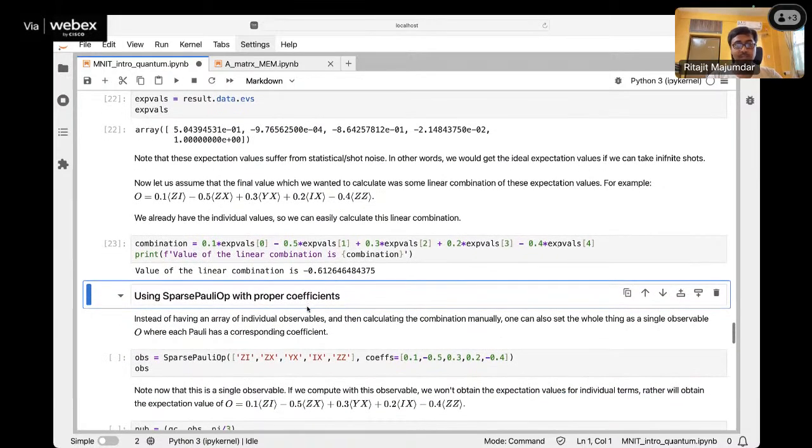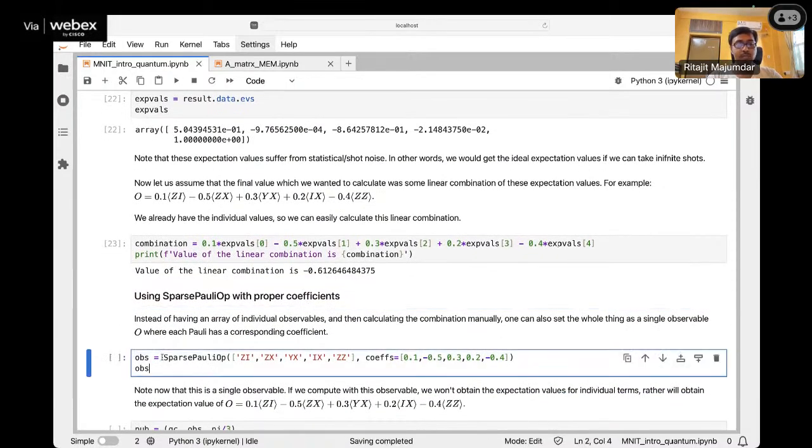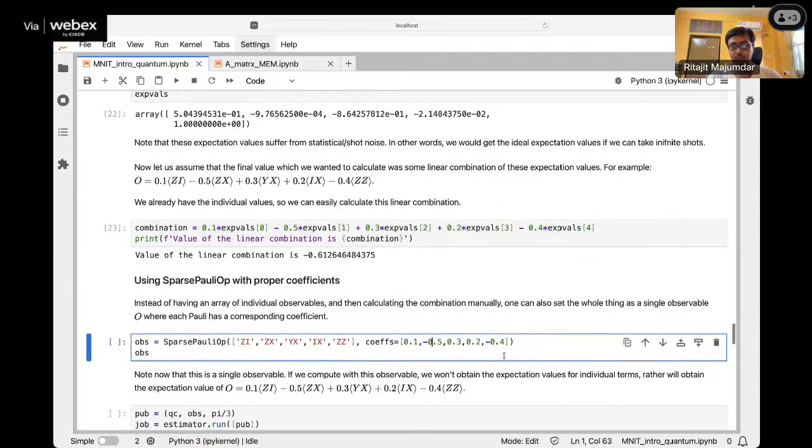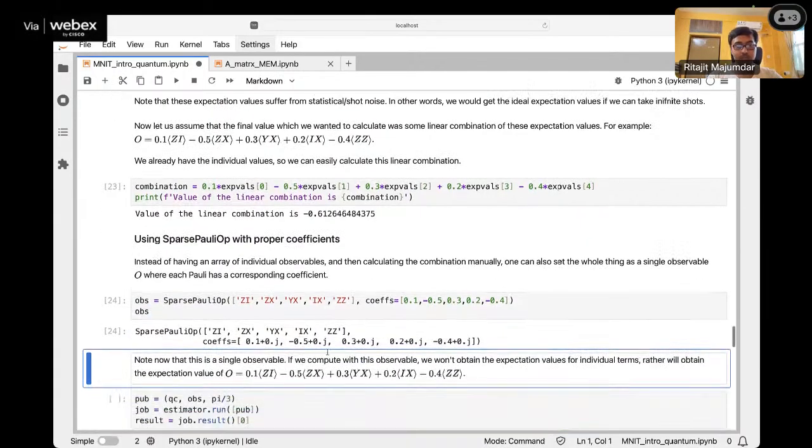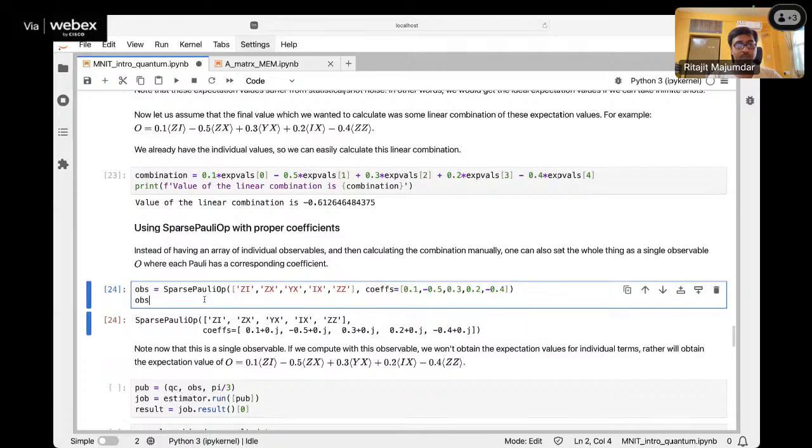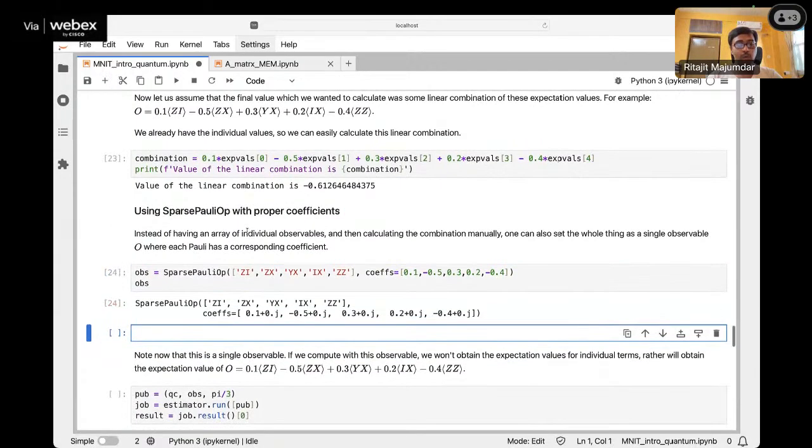If that is the case, then what you can do is say, okay, this is the SparsePauliOp. This is the list of observables, and these are the corresponding coefficients. See, the coefficients are 0.1, minus 0.5, 0.3, 0.2, minus 0.4. So this is my observable. This is what my observable looks like.